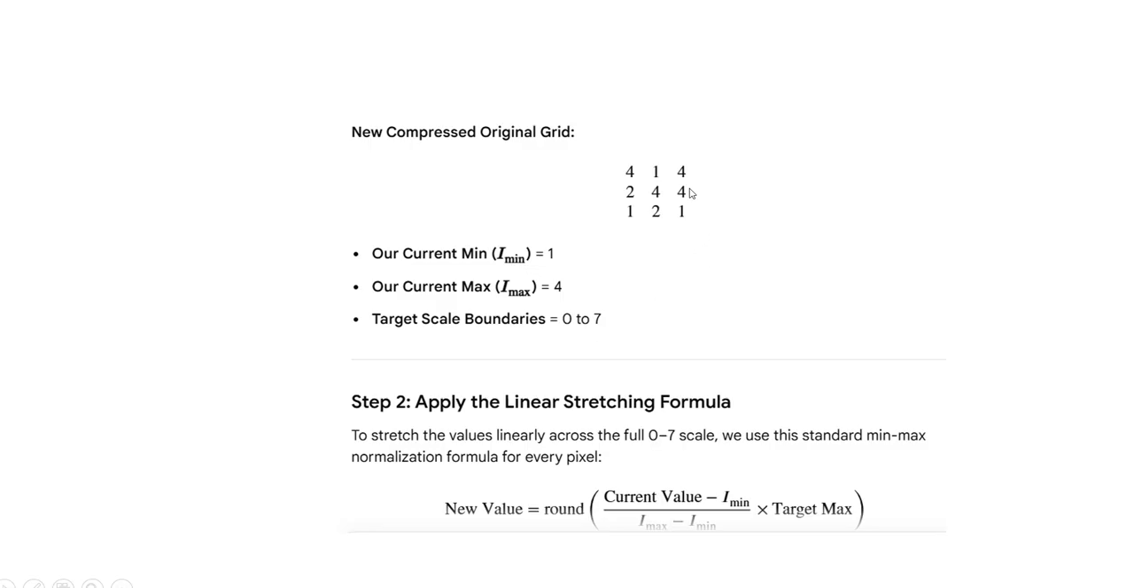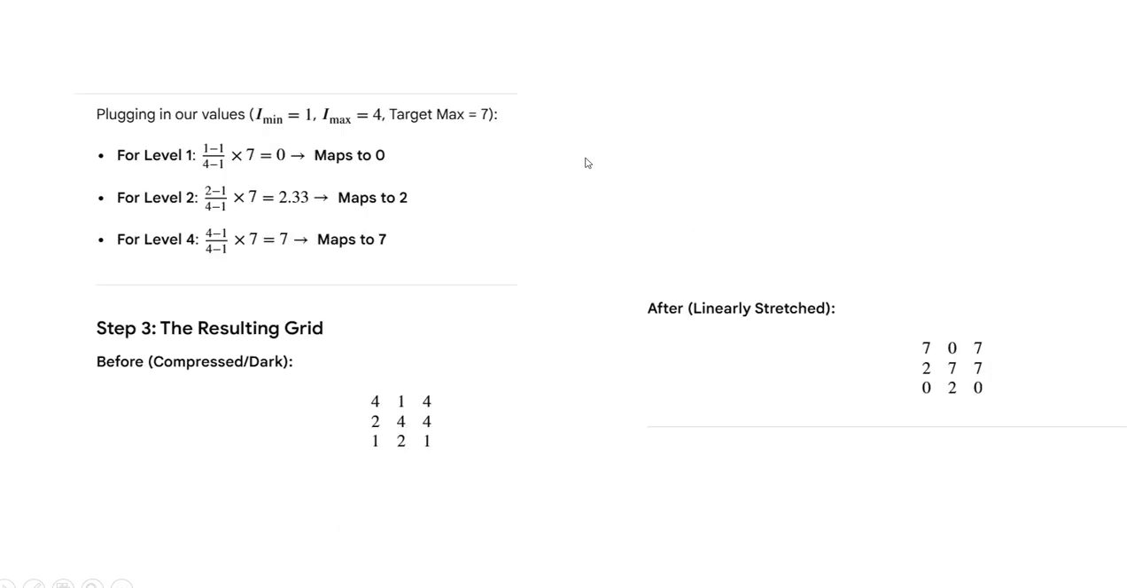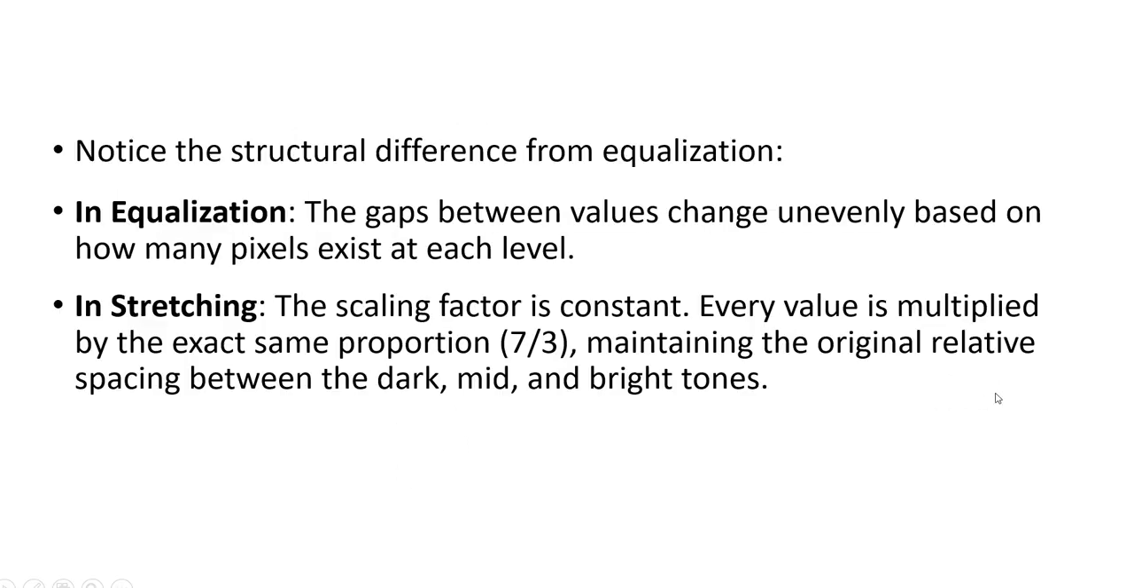We have 1, 4 and 2, as you can see. So for 1, it is 1 minus 1 by 4 minus 1, into 7. So here I will not stretch it, but rather I will do it on the core pixel values itself. It maps to 0. For level 2, it is 2 minus 1 by 4 minus 1, into 7. So 2.33, which is 2. And for level 4, it will be 4 minus 1 by 4 minus 1, into 7, and so it will be 7. So now this becomes linearly stretched like this.